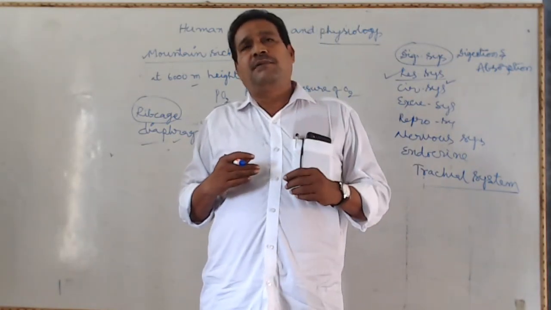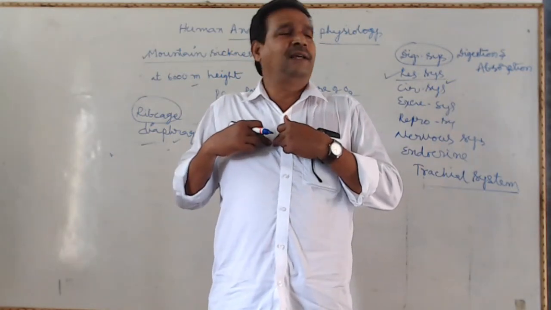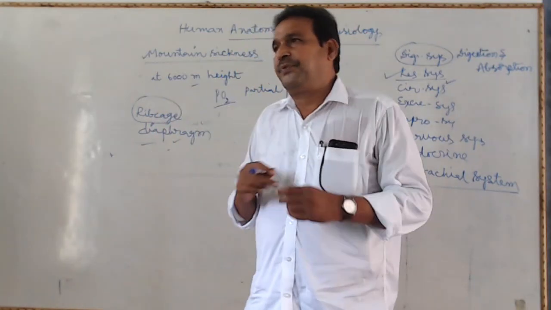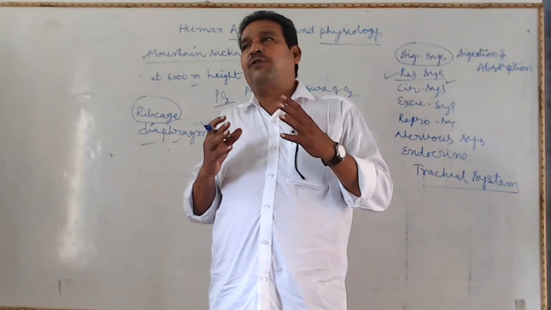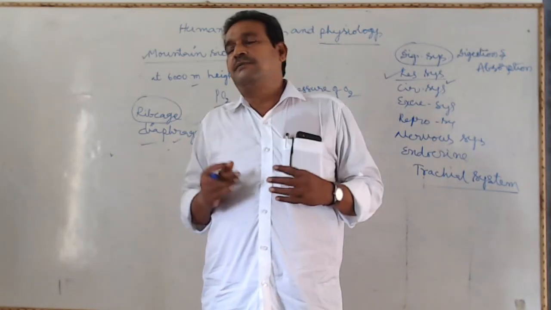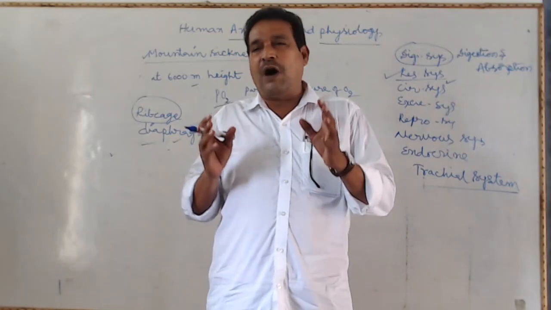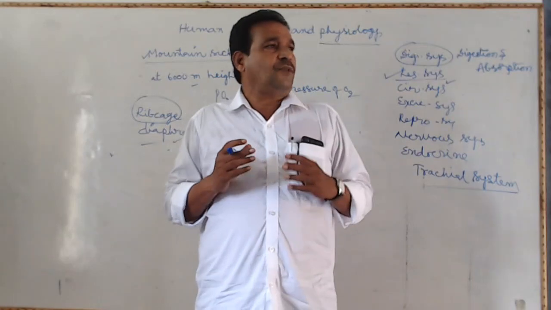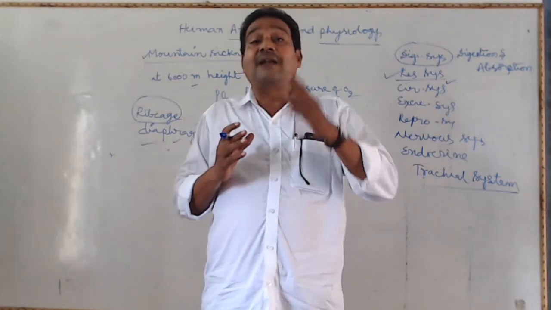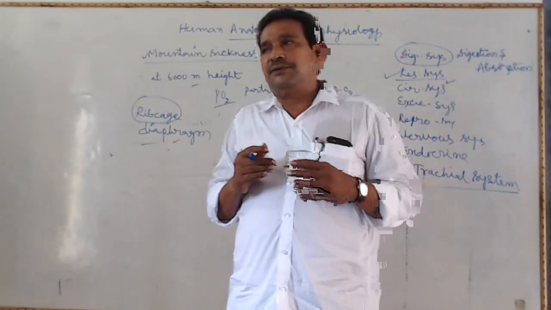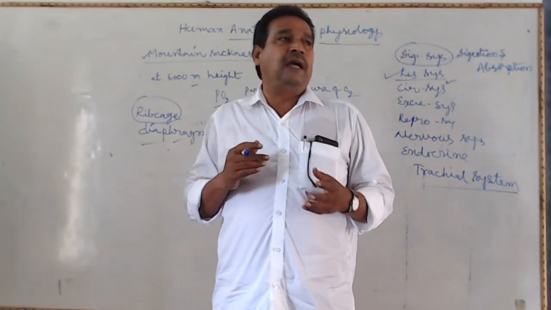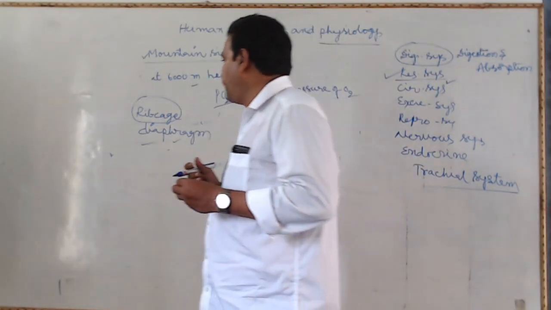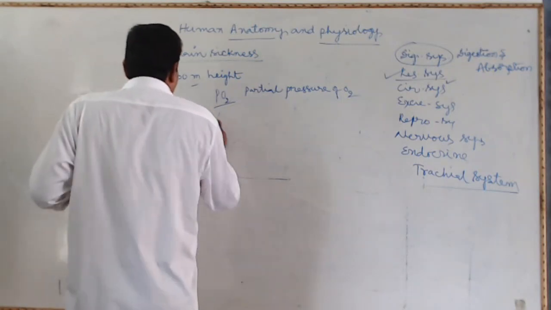One end of the rib is attached to the sternum ventrally, and the other end of that rib is attached to the backbone. In that rib cage, the vital organs in our body, such as heart, lungs, trachea, are protected. Okay, rib cage and the diaphragm.